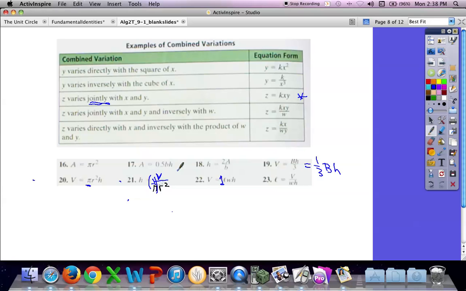And then this last one, what does that say? It says L equals V/WH, so the constant is still a 1. So L varies directly with V and inversely with the product of W and H, just like they did there.